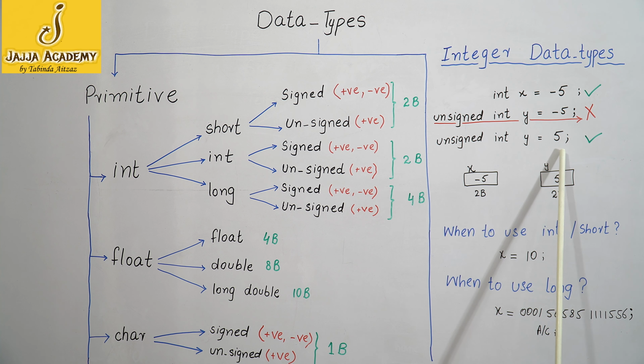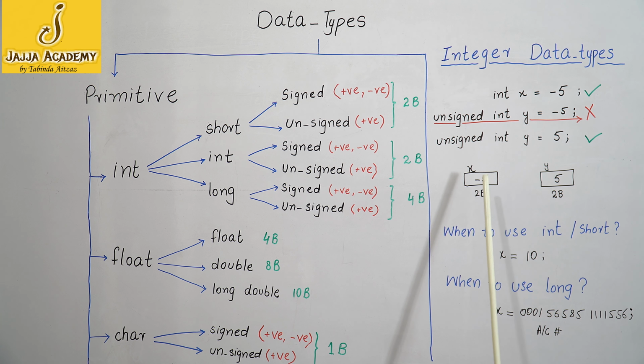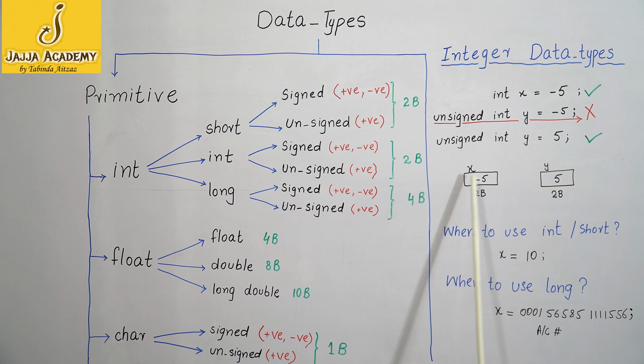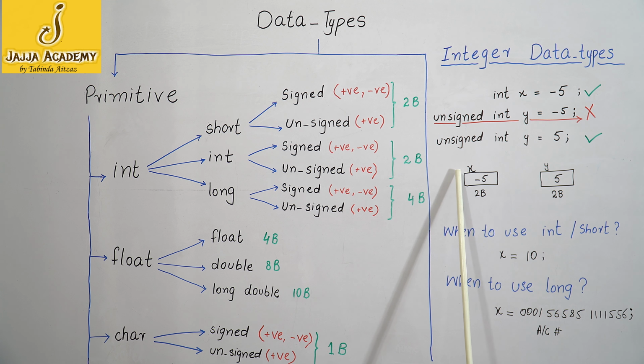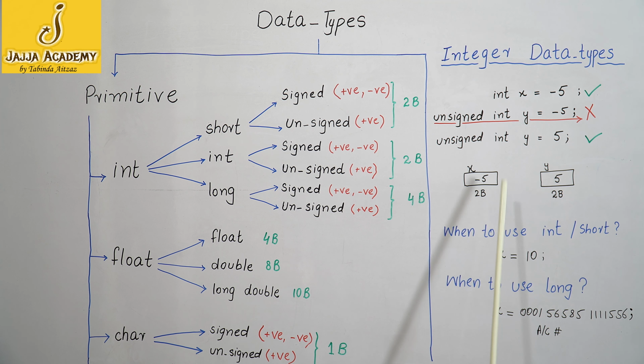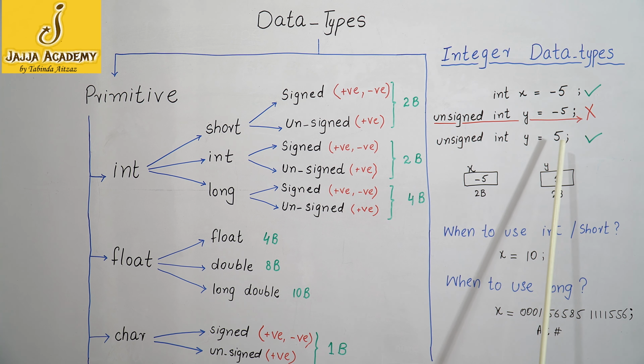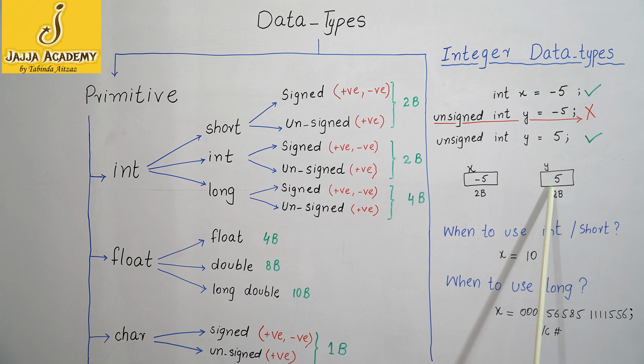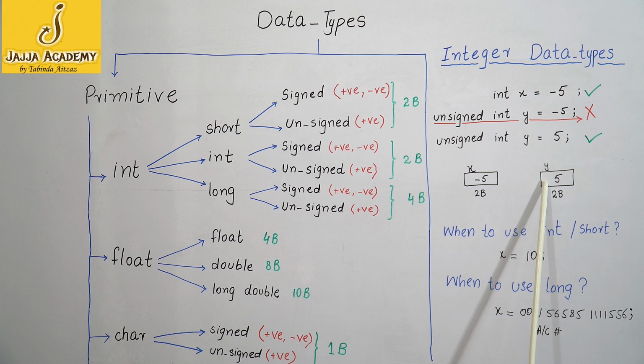As a result of this statement, inside memory 2 bytes will be allocated to the variable x, and this value -5 will be placed inside the memory cell which is allocated to the x variable. On the other hand, the unsigned integer y variable will also consume 2 bytes in memory. This is the variable name y, and the value of y, which is 5, is placed inside the memory location or memory cell which is allocated to the y variable.